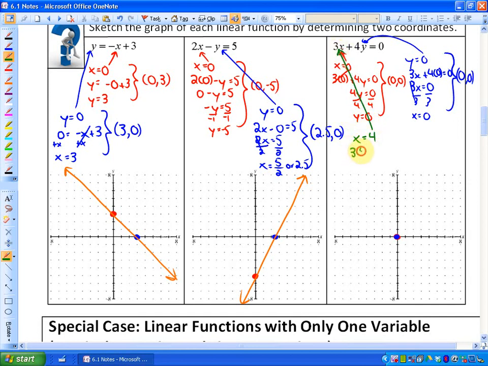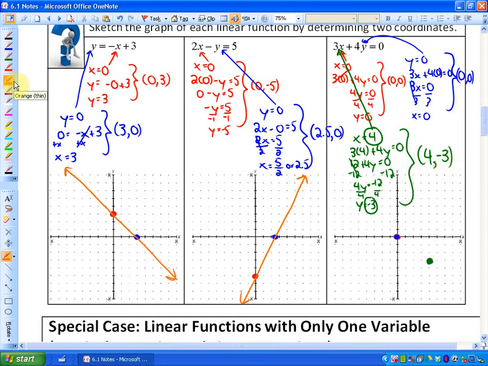I'll get 3 times 4 plus 4y equals 0. And that's 12 plus 4y equals 0. Subtract 12. We're almost done here. We have 4y equals negative 12. Divide by 4. And we have y equals negative 3. So what that has done is it's described that when x equals 4, y equals negative 3. That's a point. That's a coordinate. That's part of the relationship. So that point is right here. And now we can graph the line.